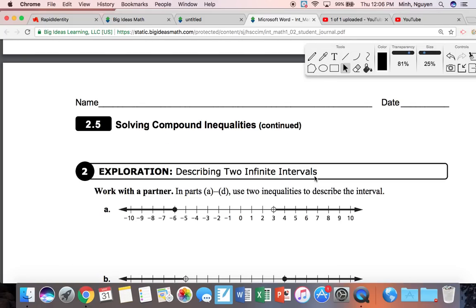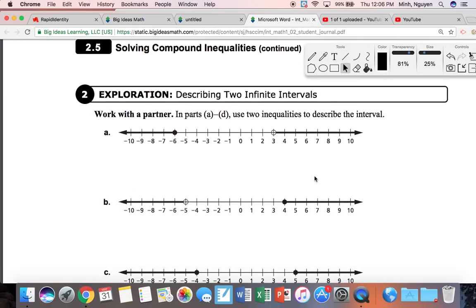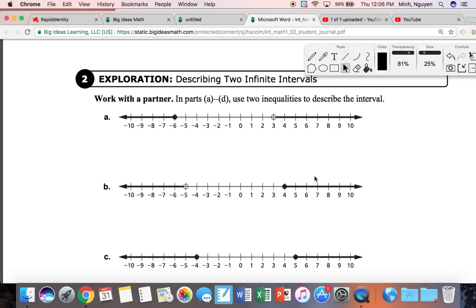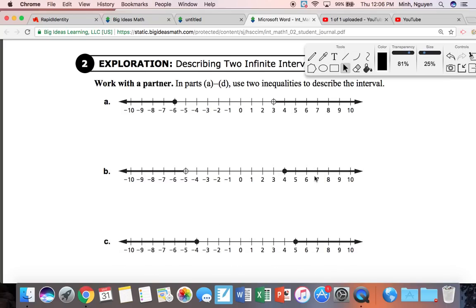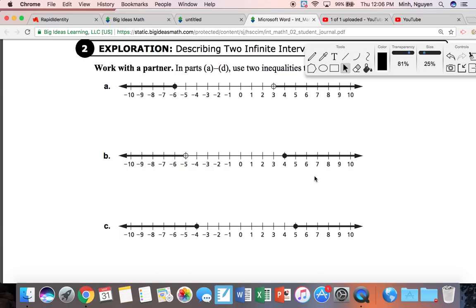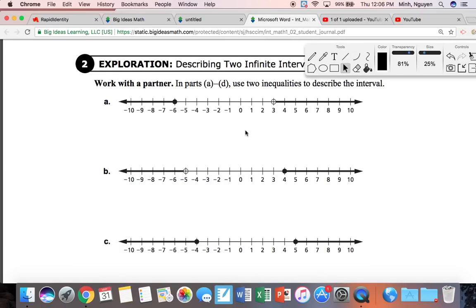Moving on. If you look at this, our solutions are now, instead of being joined in the middle, going off in directions, but they're actually going off in both directions. And the circles can have a variety of filled or openness.